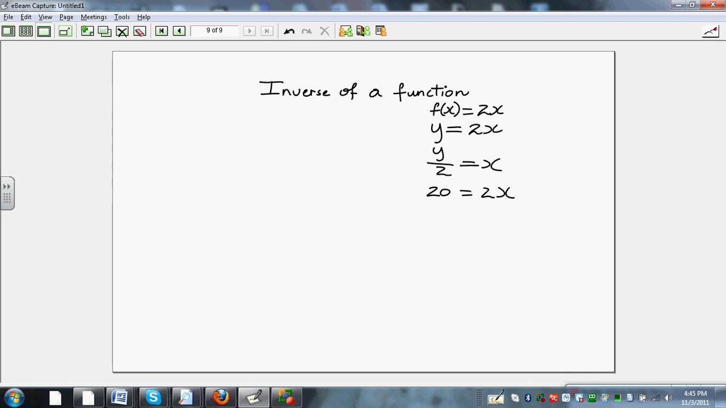What about if I wrote 70 was equal to 2x? How would I find what x is? Divide 70 by 2 again, and that will give me x equal to 35. Good? So again, 35 is the value of x that 70 came from. And the inverse function is not 2x. The inverse function is y divided by 2, or whatever the value is divided by 2.